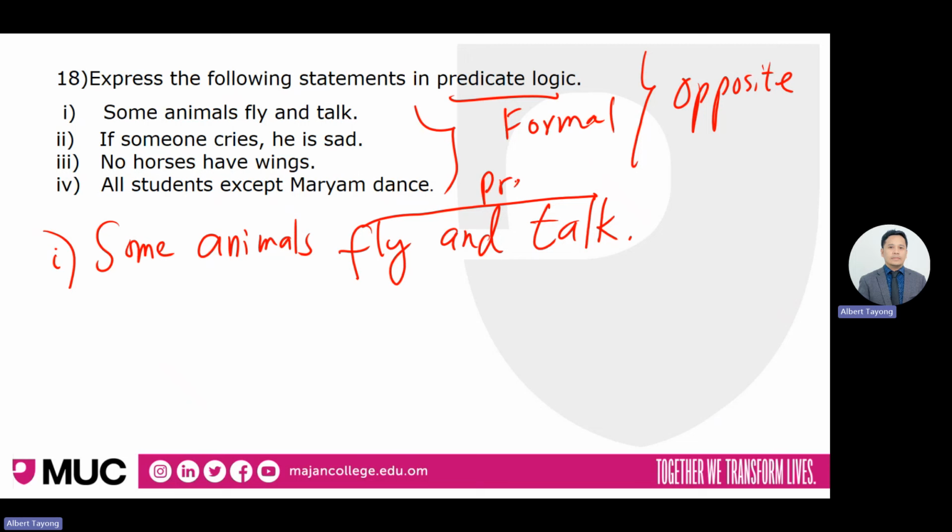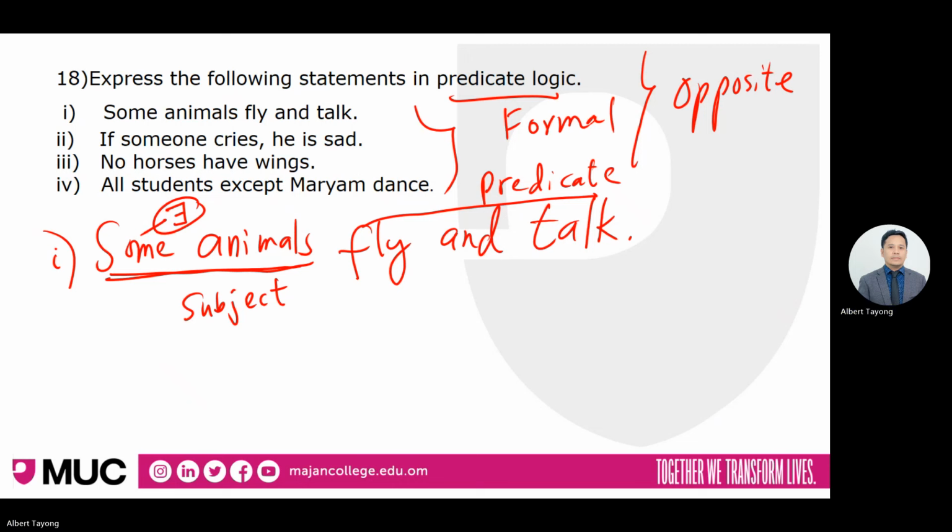So this is our predicate here. This is the predicate. This is our subject with a quantifier. This is the quantifier. There exists. Some means 2 or more, but not all. Okay? So that's the meaning of that. So some animals fly and talk. So we have to separate. This is our subject here with a quantifier and our predicate, okay, from fly until talk.